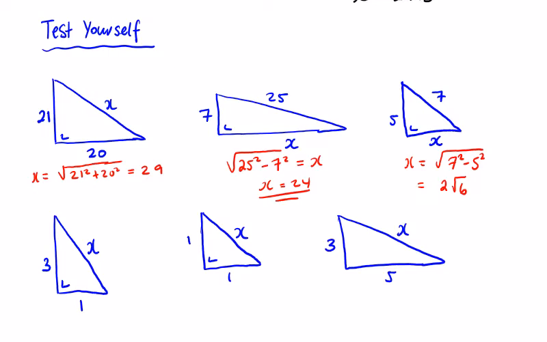This one, you should be able to see the answer is root 10 when you start writing it down. 3 squared plus 1 squared is 9 plus 1.